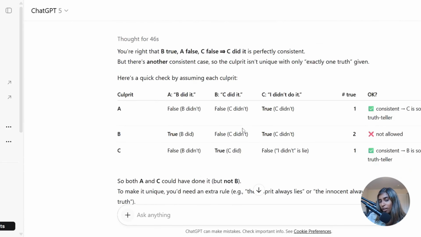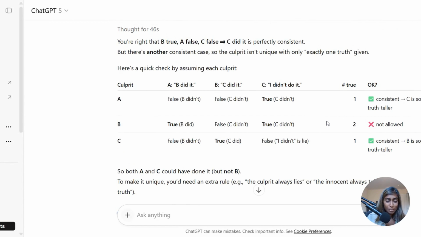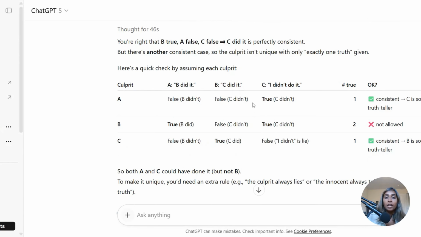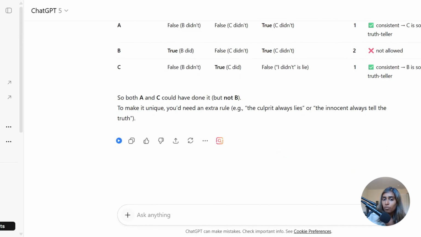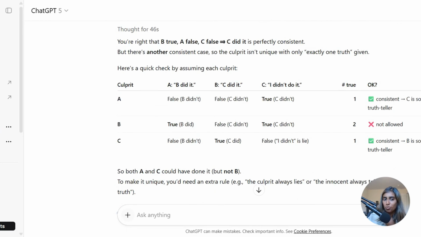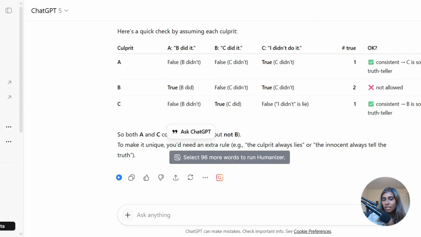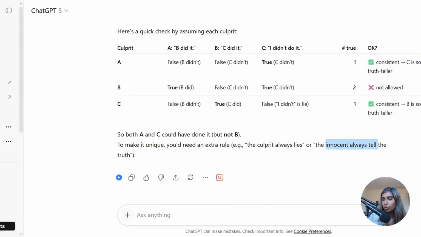So I only got one answer out of this, but I thought ChatGPT was giving me a wrong answer there for a second, because sometimes it does happen. So I did kind of prompt it: are you sure? I thought this is what happened. And honestly, if it was wrong, it would have said, you know what, you're right, I'm sorry this was wrong, which has happened before. But in this case, it's like, no. Both A and C could have done it, but not B. And then to make it unique, you need another extra rule: the culprit always lies, the innocent always tells the truth. So maybe the question was a little bit faulty in that one.